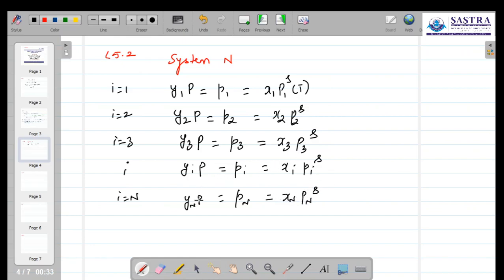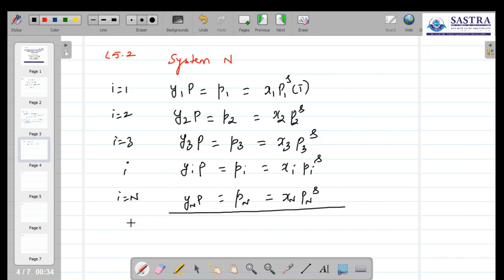xn pns. Now let us do a summation of all this. If you do a summation of all this, what will you get? Can you just think for a moment? I am just extending, or rather applying, Raoult's law for an N component system, a vapor liquid system containing n components in the vapor phase and n components in the liquid phase. So I have written for every component. If you add, what will you get?